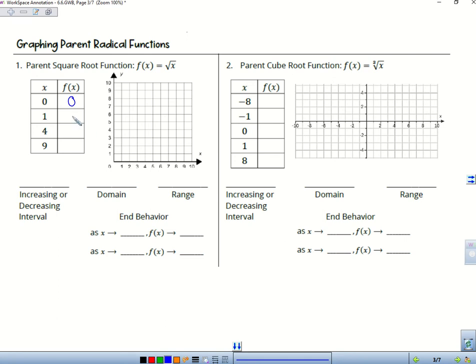What is the square root of 1? 1. Square root of 4? 2. And the square root of 9? 3. I'm sorry, square root of 9 is 3. I'll never get over doing that. Okay, so we got (0, 0), (1, 1), (4, 2), and (9, 3).